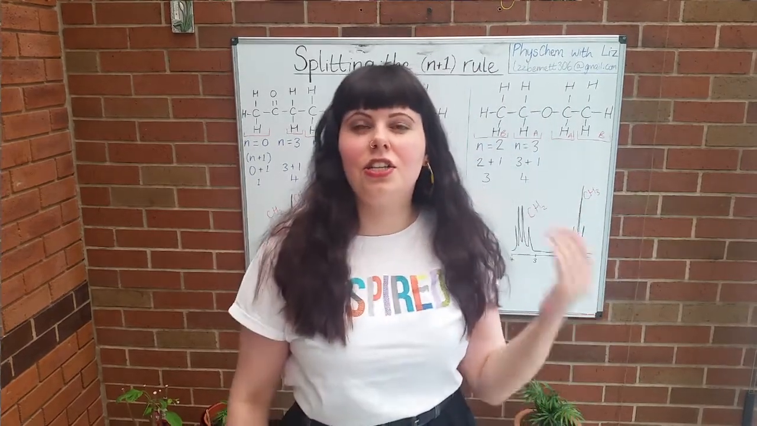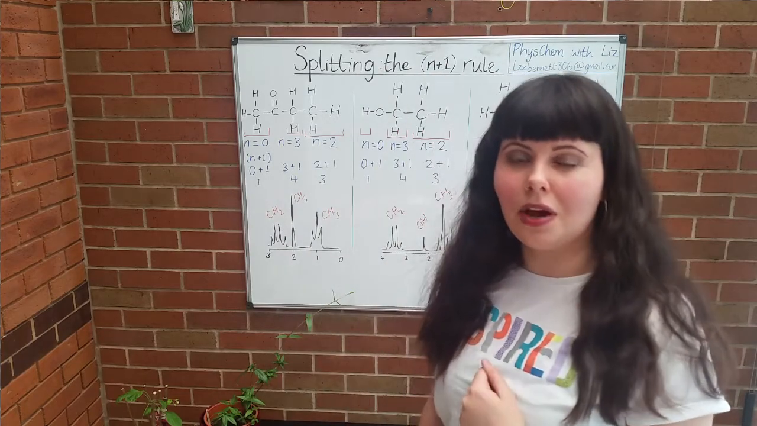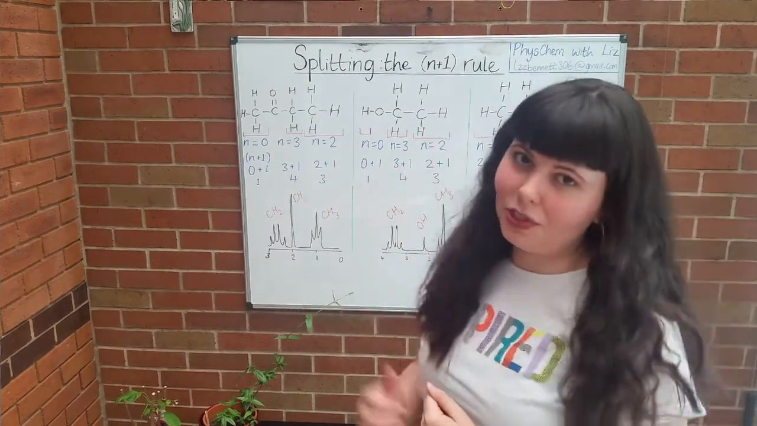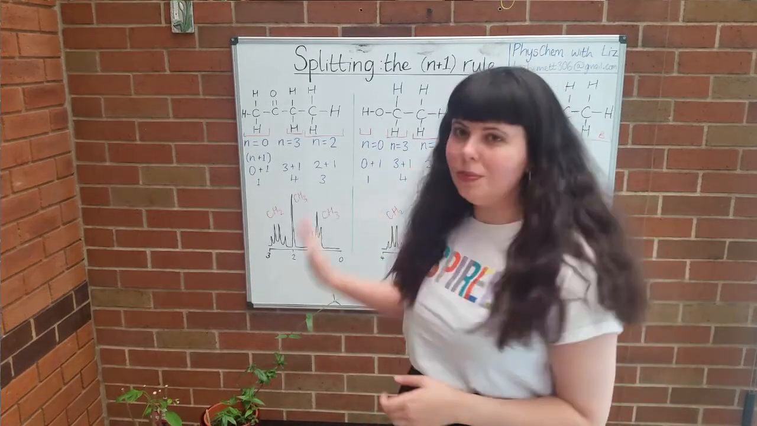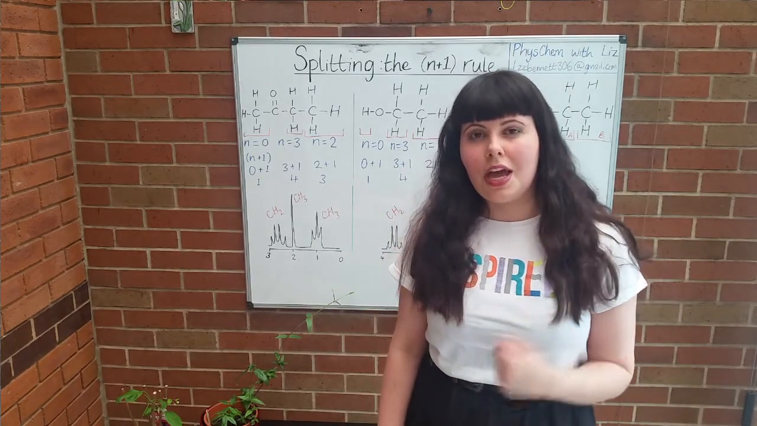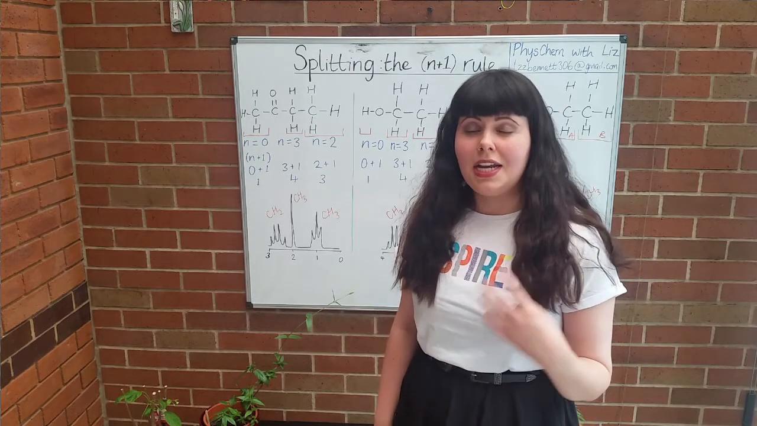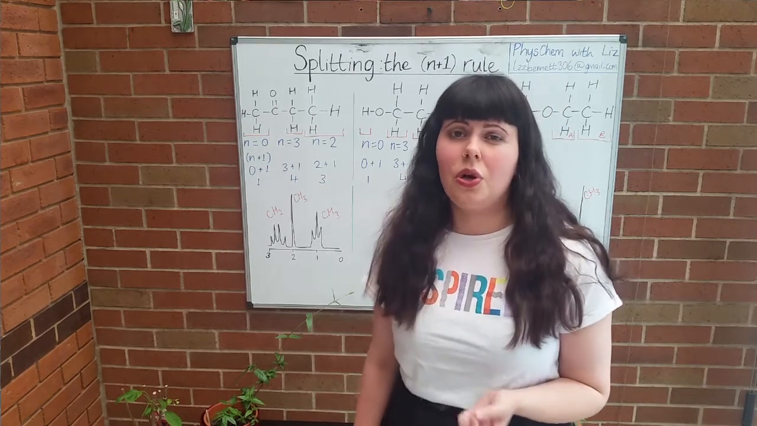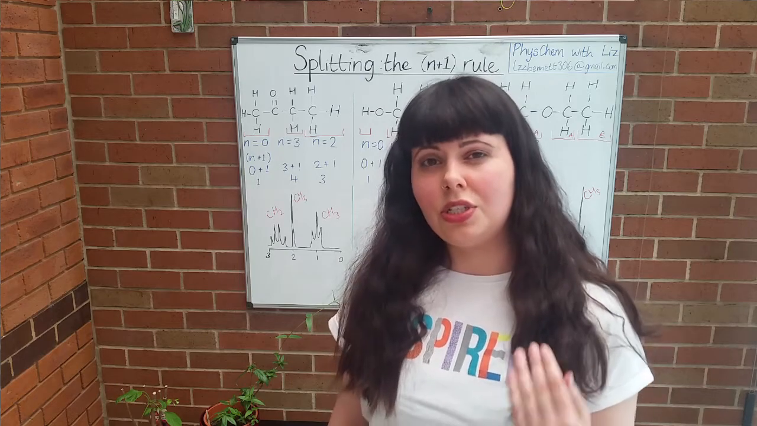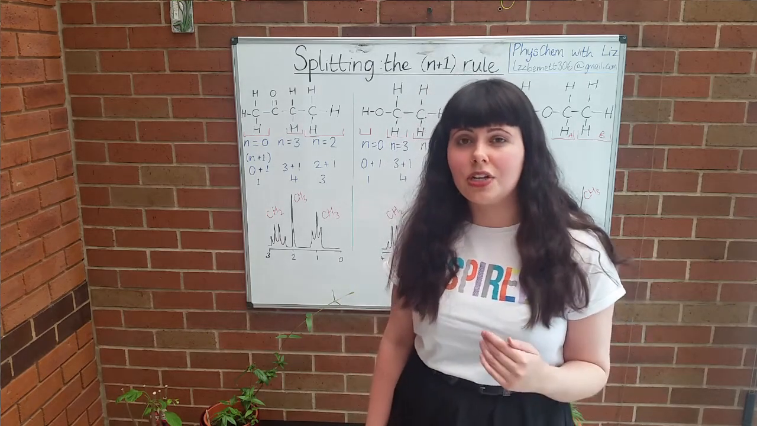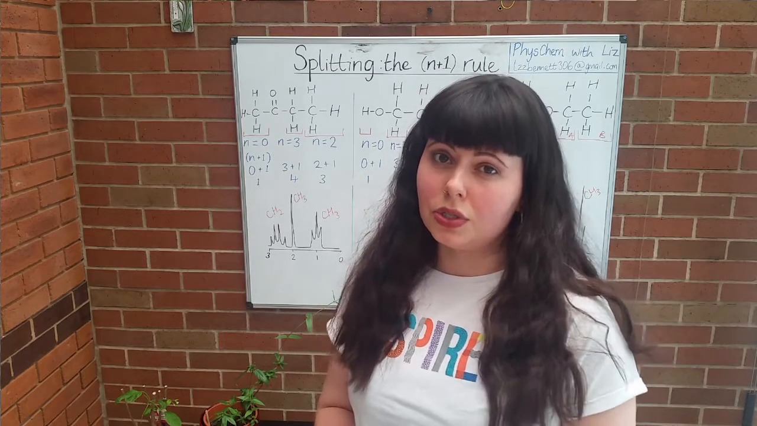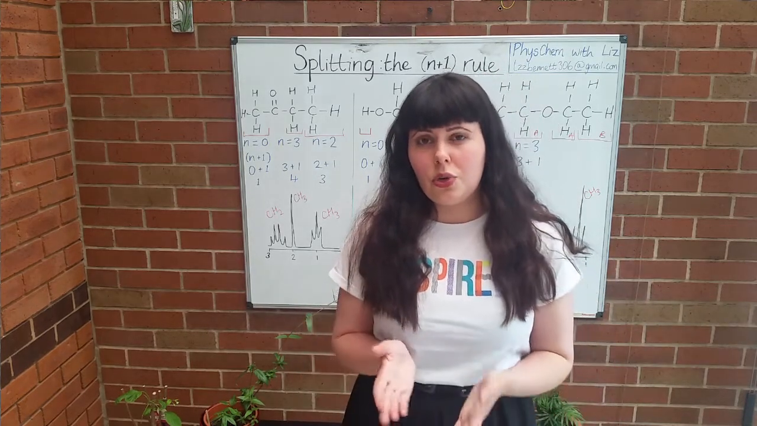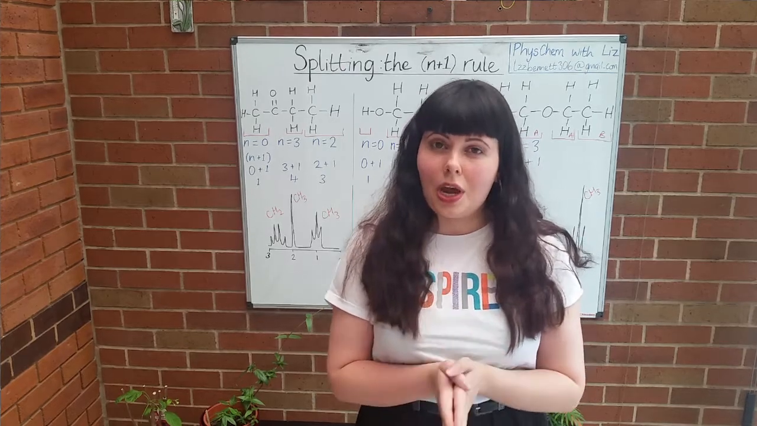I'm Liz and this is the third video in the NMR series, and this video will be on splitting. So splitting is something that occurs in proton NMR spectra, and it happens due to a phenomenon called spin-spin coupling, which describes the magnetic interactions between neighbouring non-equivalent protons. Now, if you're not sure what non-equivalent means, you can check out my video on chemical equivalency.